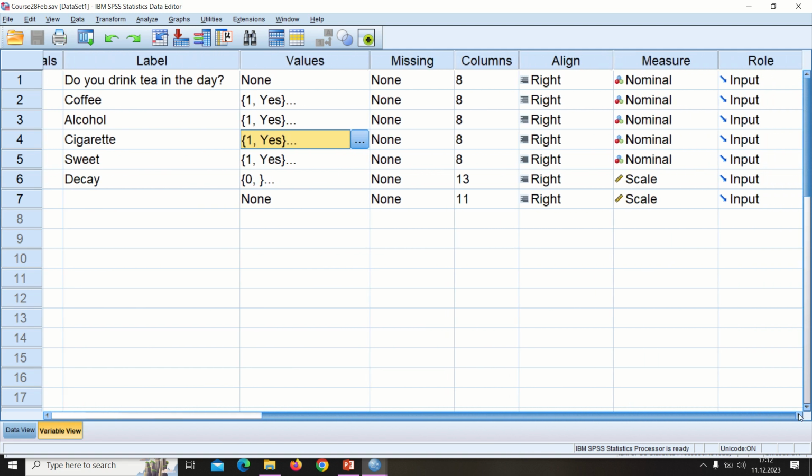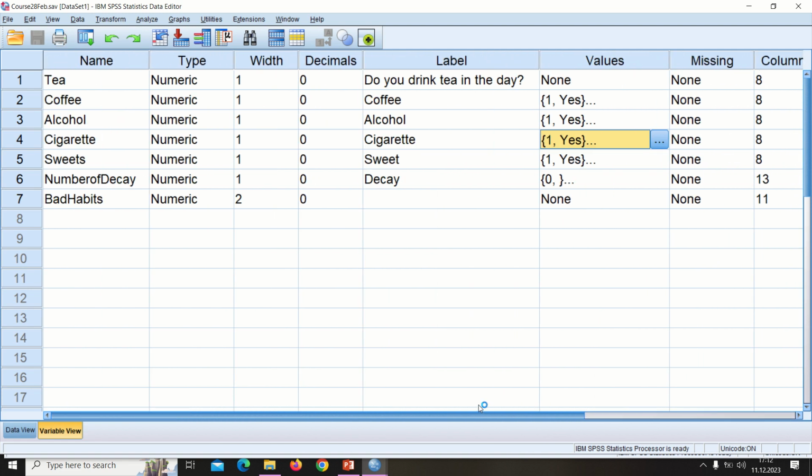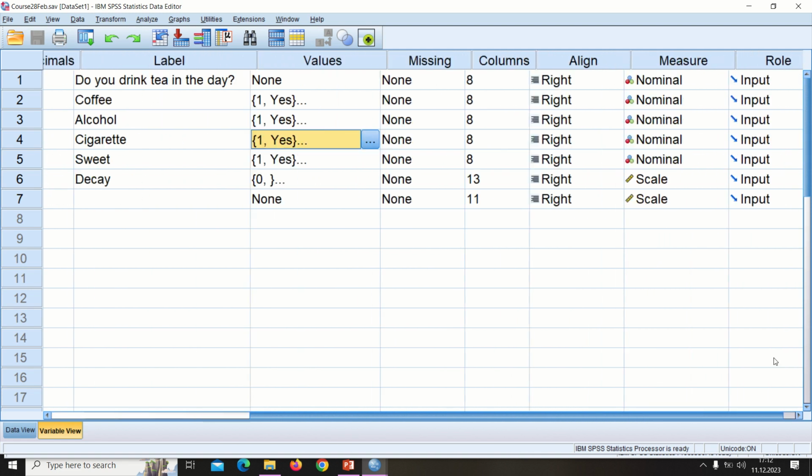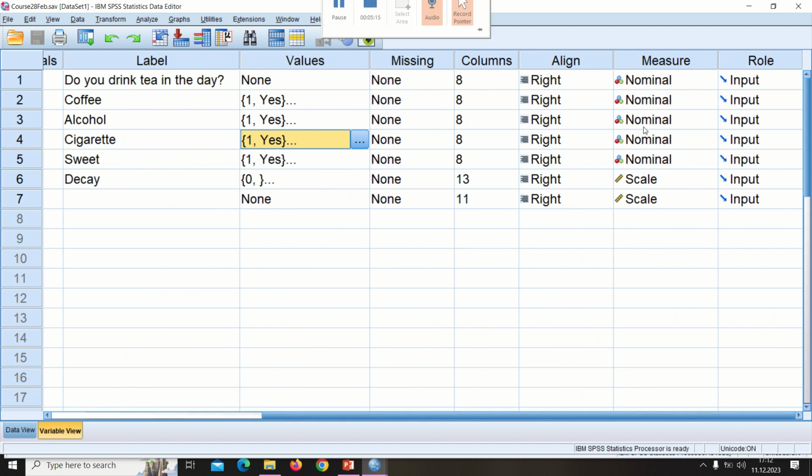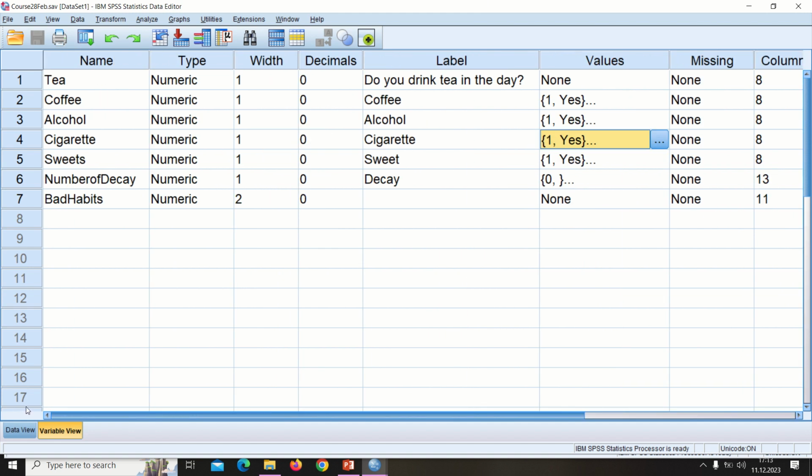Okay, so here nominal, nominal, and scale. What does nominal mean? Nominal means that they are grouped, but the order is not important. By the way, in the first one, do you drink tea in the day?